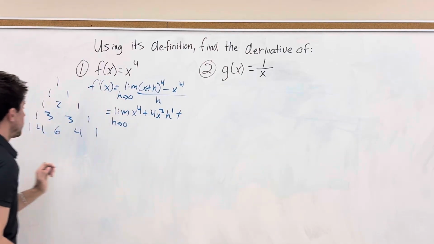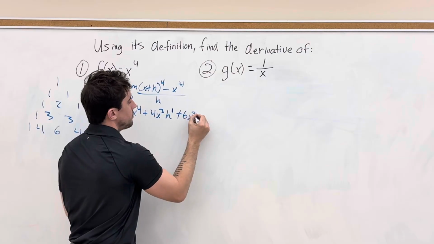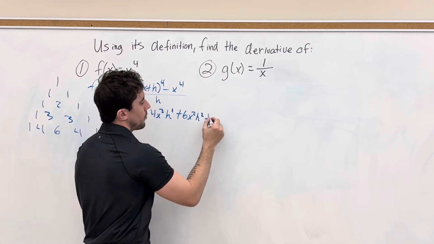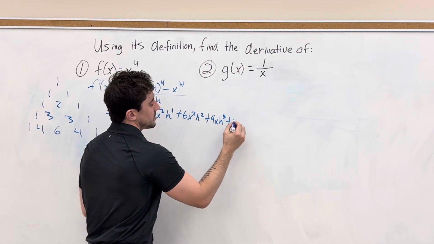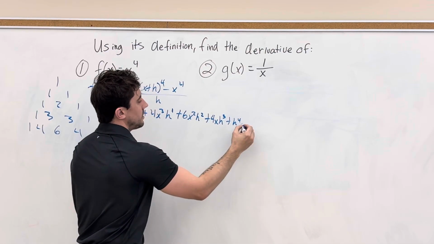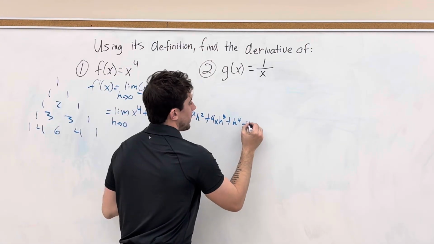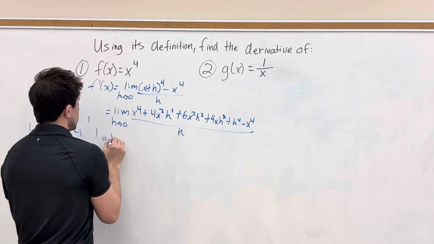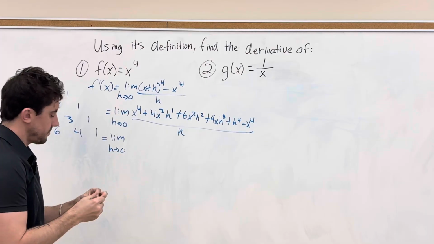So the next term is going to have a coefficient of 6. 6, power of x goes down by 1, power of h goes up by 1, x squared, h squared, and then plus again 4, x to the power of 1, h cubed, and finally plus 1, x to the 0, h to the 4. And we still have, let's not forget, f of x minus x to the 4 all over their common denominator of h. And so we have the limit as h goes to 0 of each of these terms.